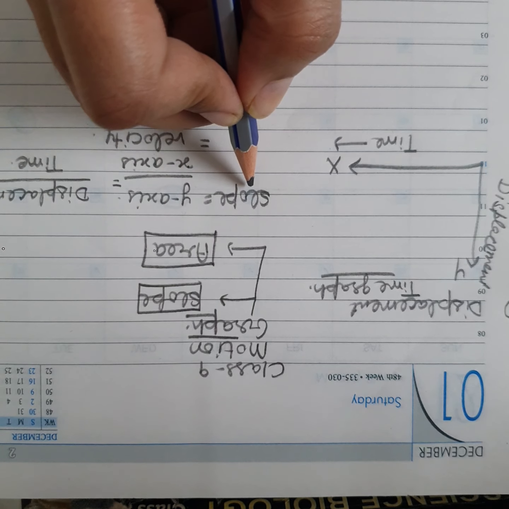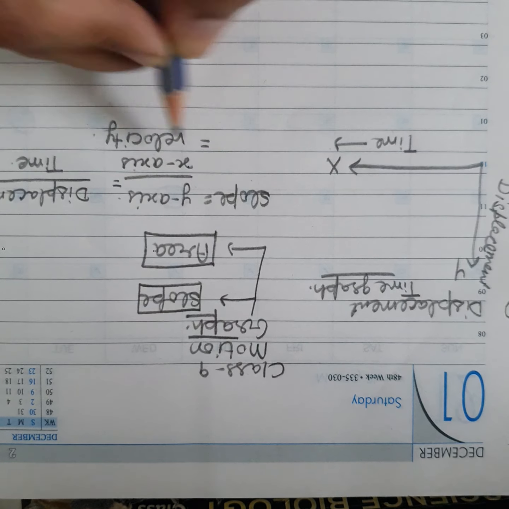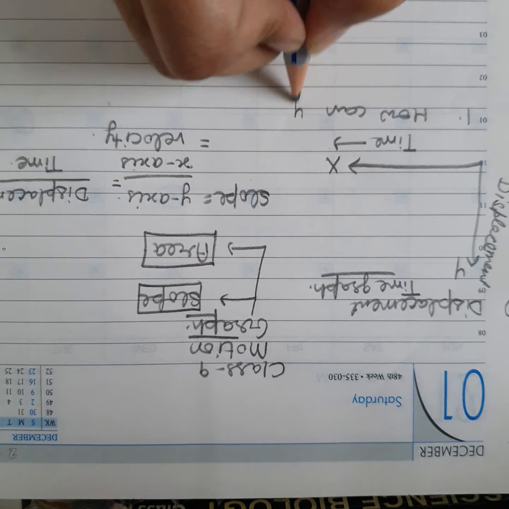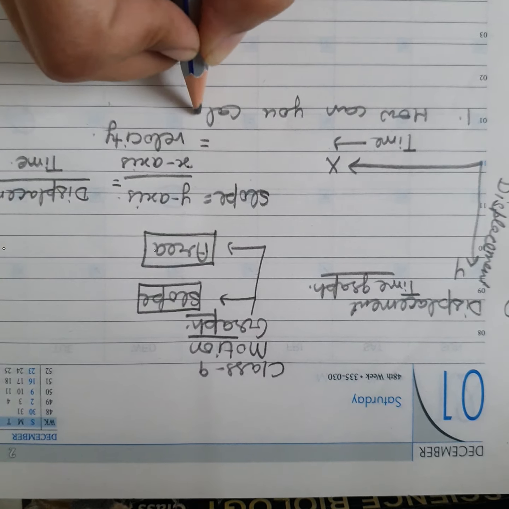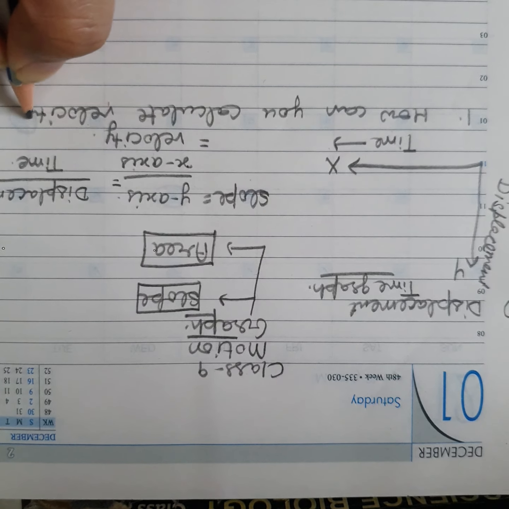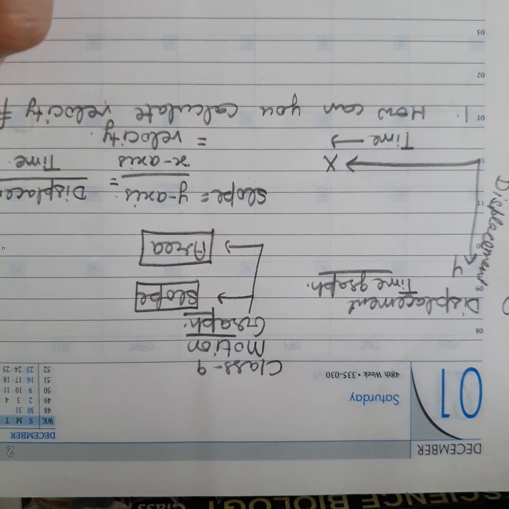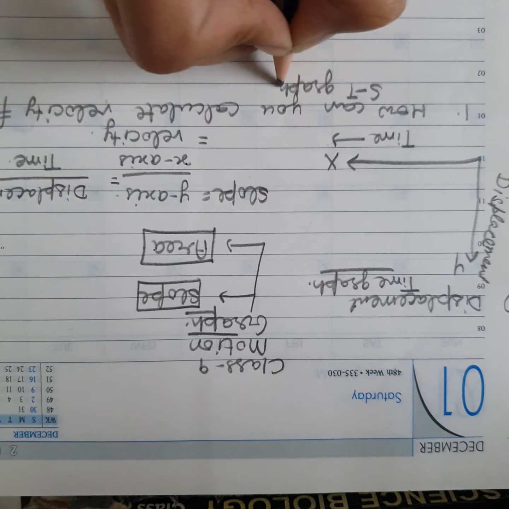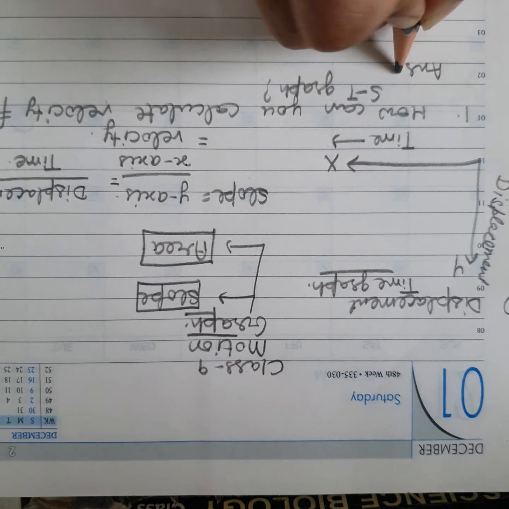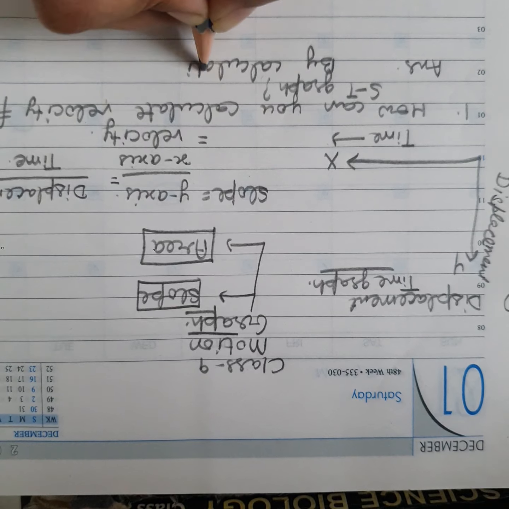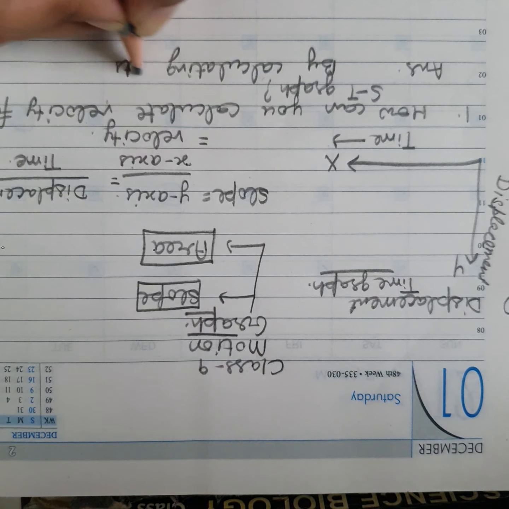So a 1 mark question arises: how can you calculate velocity from a displacement time graph? Then the answer is by calculating its slope.